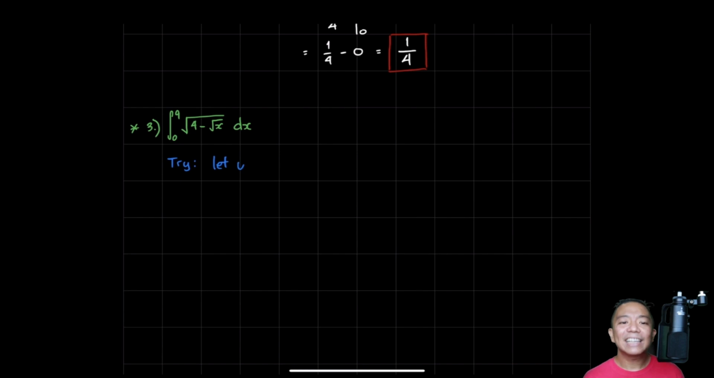We try to let u be equal to 4 minus square root of x. And this is a logical choice kasi nasa loob siya ng square root eh. But if you take the derivative of 4 minus square root of x, you'll get that the derivative is negative 1 over 2 square root of x. And let's not forget yung dx. And hindi tayo pwedeng magpasok ng 1 over 2 square root of x sa tabi ng dx at magmumultiply ng similar expressions sa labas. Kasi andun pa rin yung variable.